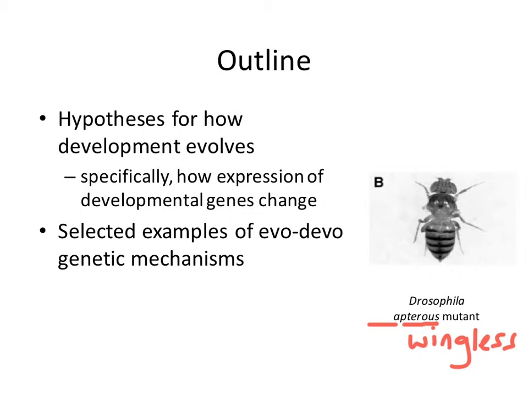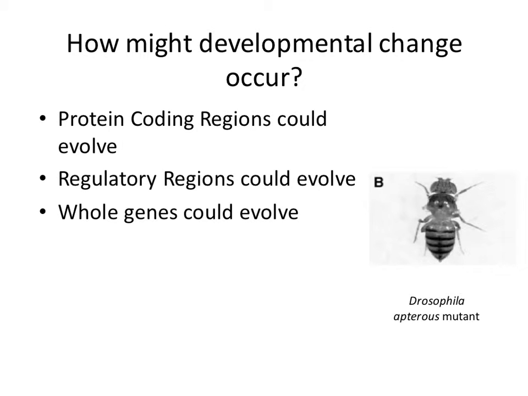So these are the goals. So these are the hypotheses. How could developmental change occur? You could have mutations in the part of the gene that causes production of a protein, the coding region. You could have the evolution of mutations in the promoter, changes to the DNA that tell the gene how much it's transcribed or where it's transcribed, which cells, which tissues. Or you could get the evolution of entire genes all at once.